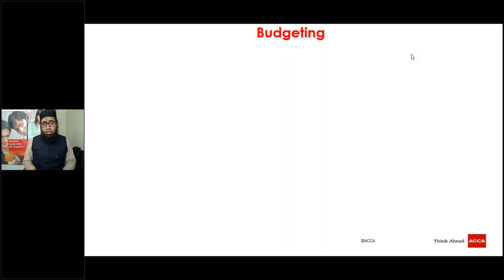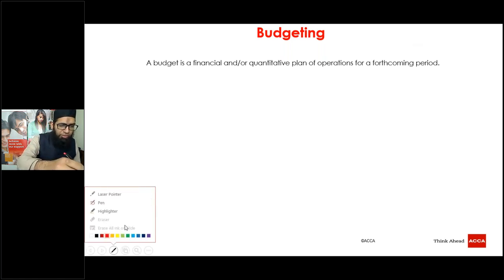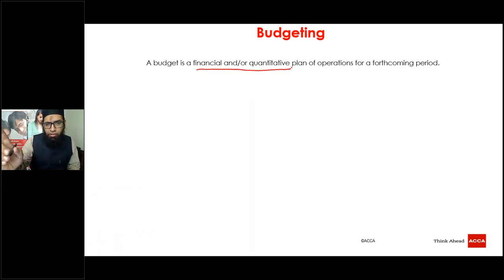So now, as there were no questions during the break, let's continue to discuss the budgeting topic. So what is a budget? A budget is a financial and or quantitative plan of operations for a forthcoming period. The important points to remember are that it should be financial and or quantitative, it should be a plan, and it should be for a future period, the forthcoming period.